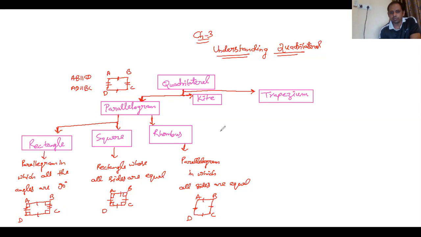And moving to a kite, it is a quadrilateral in which adjacent sides are equal. You can write: quadrilateral in which adjacent sides are equal. You can draw the figure in this way. This side equals this side and this side equals this side. A, B, C, D.